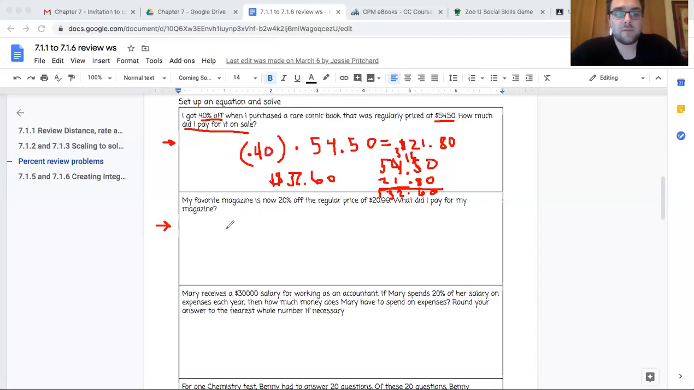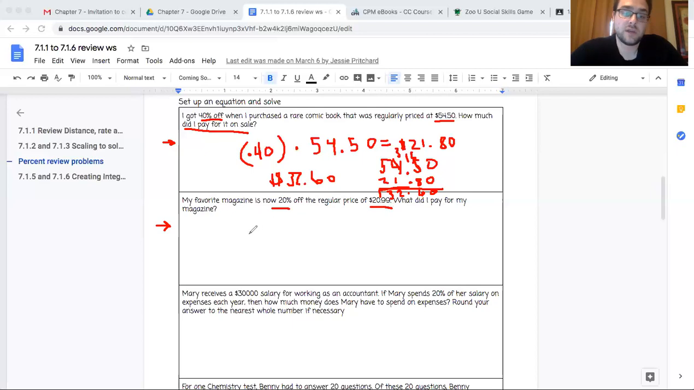Okay, it says my favorite magazine. Once again, that's not important. My favorite magazine is now 20% off the regular price of $20.99. What did I pay for my magazine? Okay, so first thing we know is it's 20% off. Second thing we know is that the regular price is $20.99.